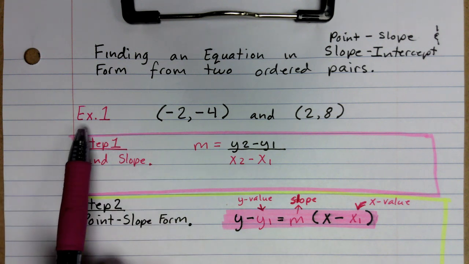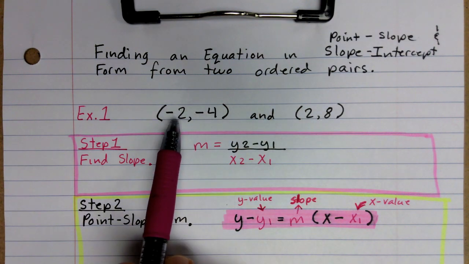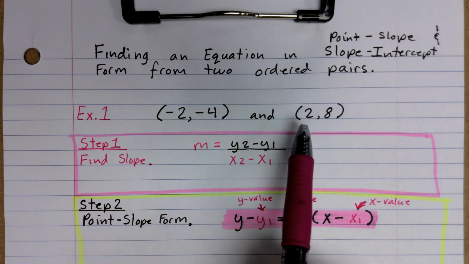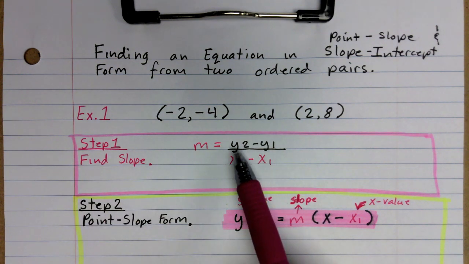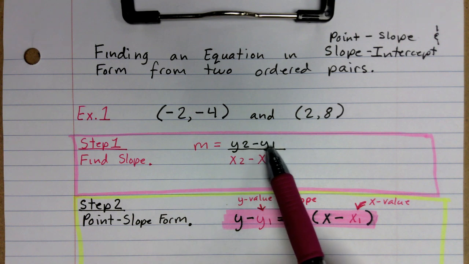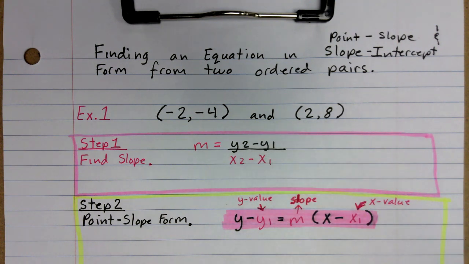So first of all, notice example 1, it has two ordered pairs. Do remember that this is just your x and y value, and this is the second point on the line. That's an x and y value. So the first thing that you want to do when asked to do something like this is you want to go ahead and use your slope formula, where we're going to take the y2 value and minus the y1 value from it, and then x2 minus x1, and divide it.